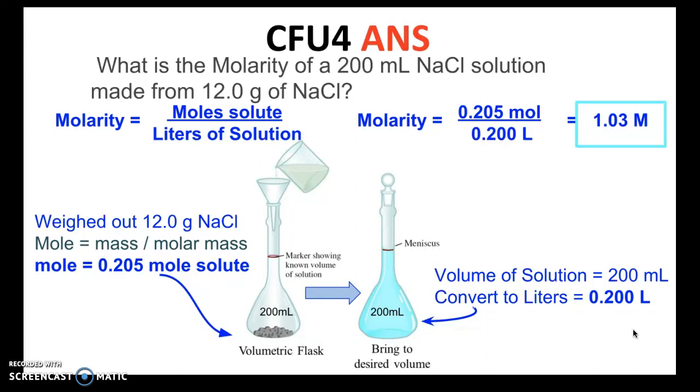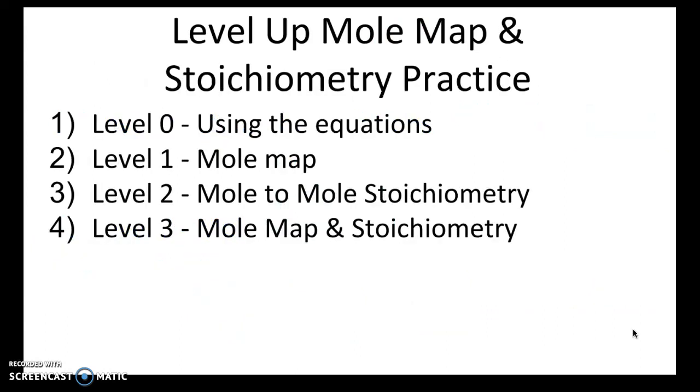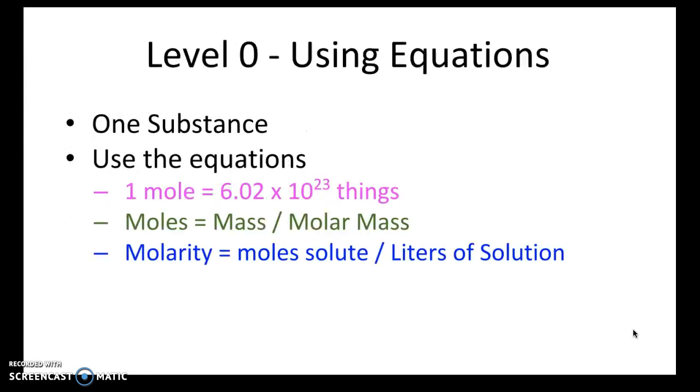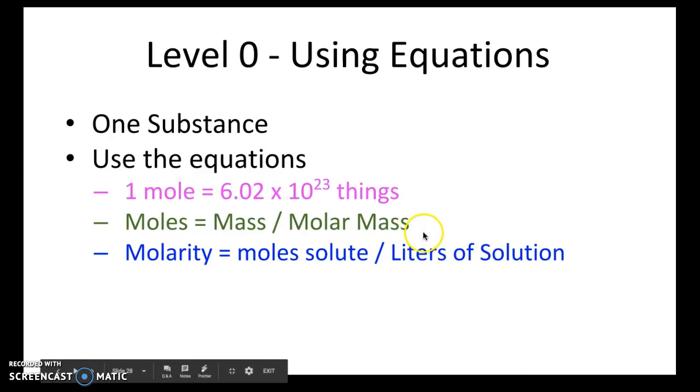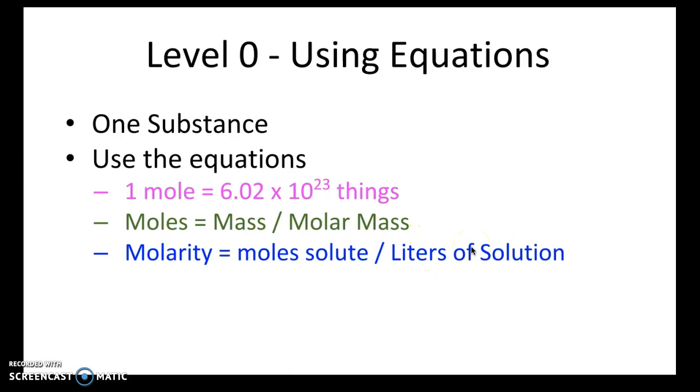Okay, so now that we've gone through looking at the mole map, it's important now that you do some practice and you have some level up mole map and stoichiometry practice. I'm going to talk about each of the levels for you, starting with level 0. So the level 0 problems are straight using the equations that you see here, and that's when you have one substance and you're using these 3 equations that you find on the mole map to help you calculate an unknown. So this is just getting practice using the equation.